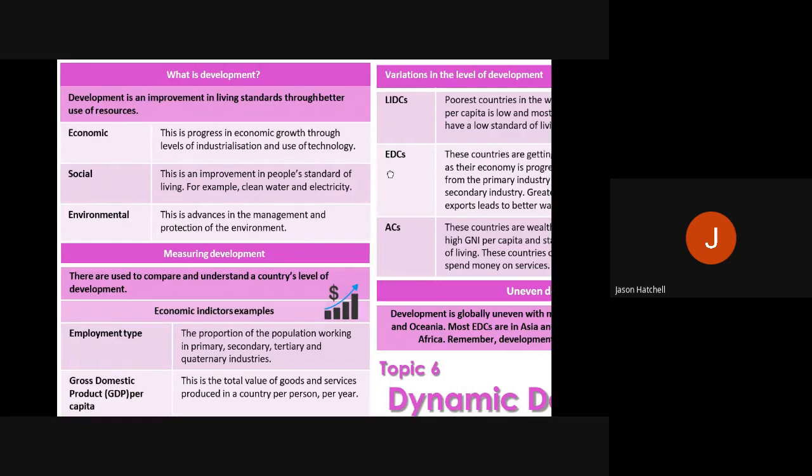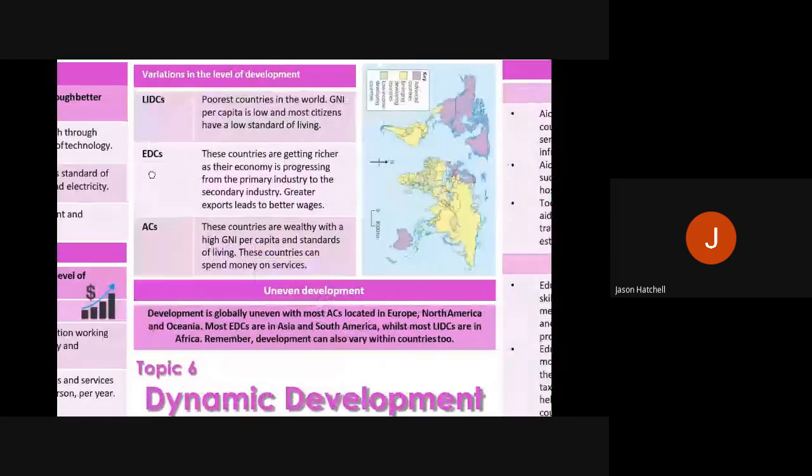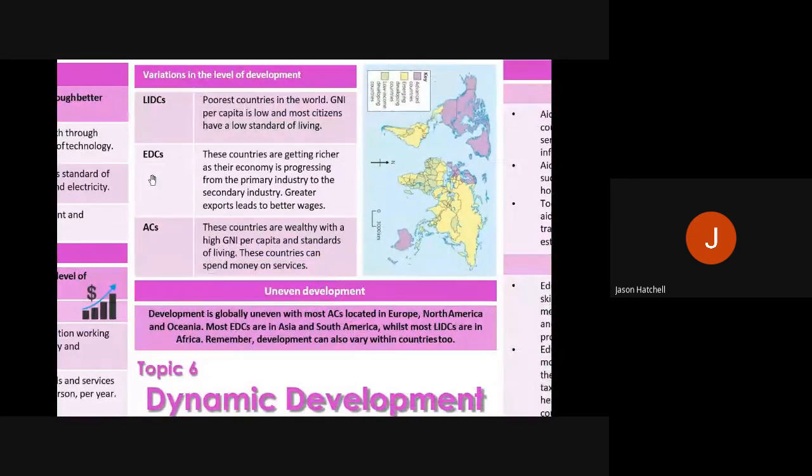And also then, when we think of development, we're trying to think about the different types of countries. Okay, so this is a really important aspect of the entire GCSE course that you need to know, not just in dynamic development. And there are three categories of country that we categorize countries into. And they are ACs, EDCs, and LIDCs. Now, there is a map, if you tilt your head, you can see it very clearly, of the ACs, EDCs, and LIDCs in the world. ACs, remember, are the wealthiest of nations. They have a high GNI per capita, which is gross national income. Think of that as wealth. And they have high living standards as well.